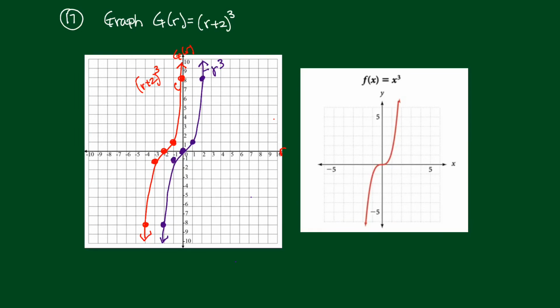And just observe, we've got the same pattern going on here. Start right here at the turnaround point. If you go to the right one, you go up 1. If you go to the left one, you go down 1. Same as the basic. If you go to the right 2, cube it, you go up 8. If you go to the left 2, you go down 8. Same pattern.